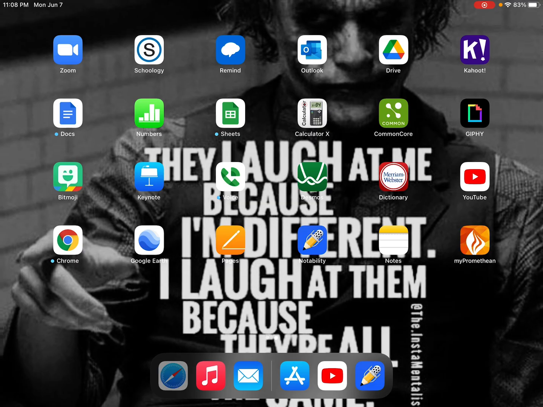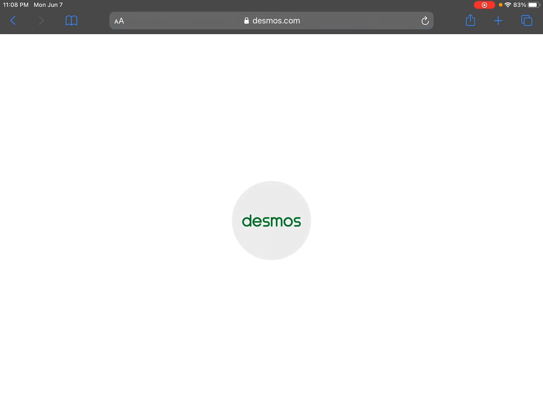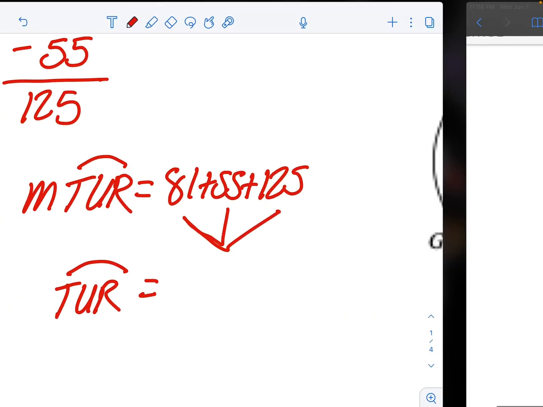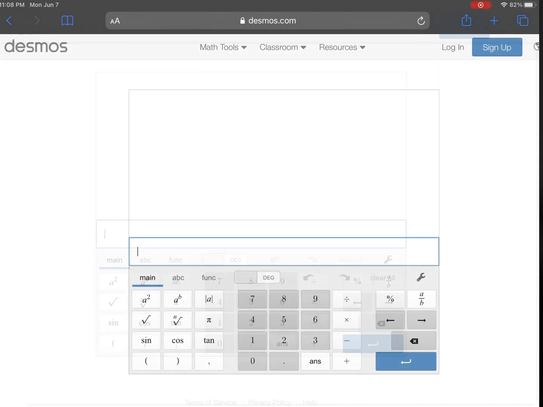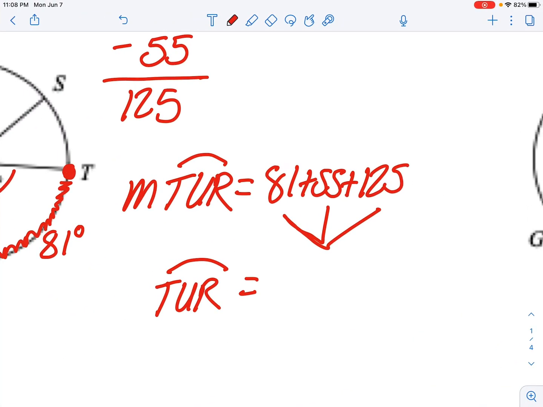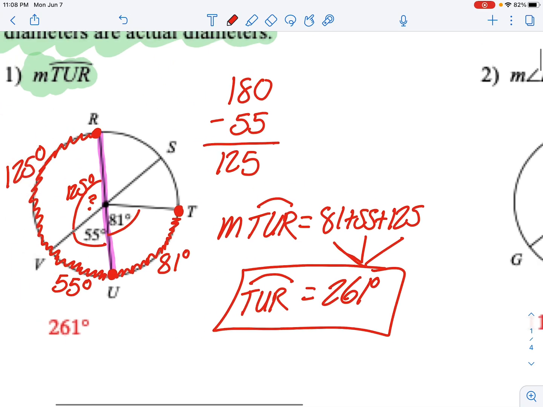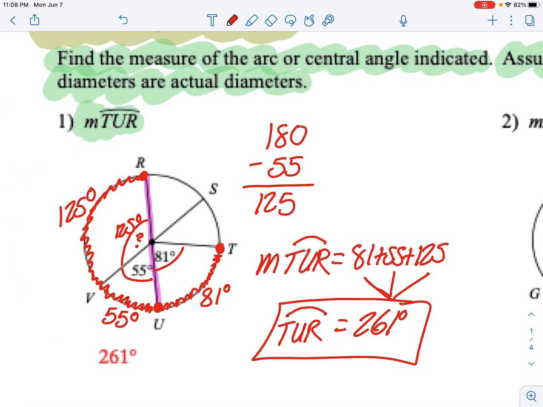So again, let us use the tools that we have. We go to the Desmos Scientific Calculator, and we say 81 plus 55 plus 125, which is 261 degrees. And there we go. Look at that. So remember, one of the key main ideas is that we know the semicircle is 180 degrees. So we work with that.